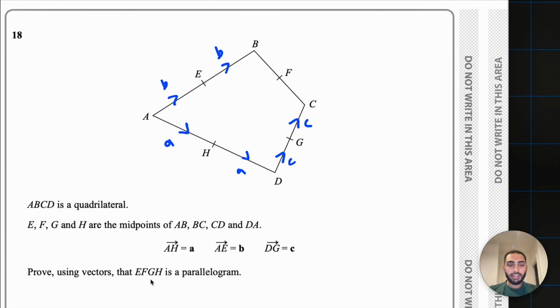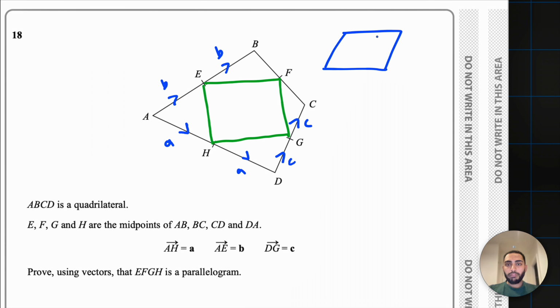Prove using vectors that EFGH is a parallelogram. So we're trying to prove that this EFGH is a parallelogram. What's the definition of a parallelogram? Parallelograms are very similar to squares and rectangles, where we have 2 pairs of parallel sides and we have 2 pairs of equal sides. So that's what we're going to have to prove. We're going to have to find all of these sides.